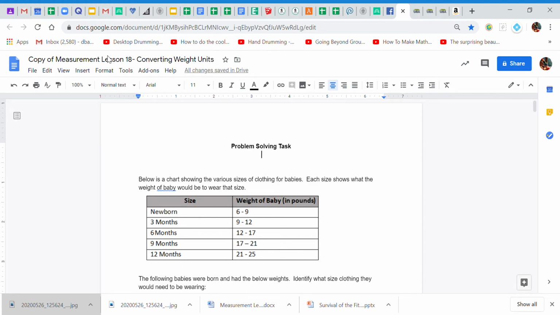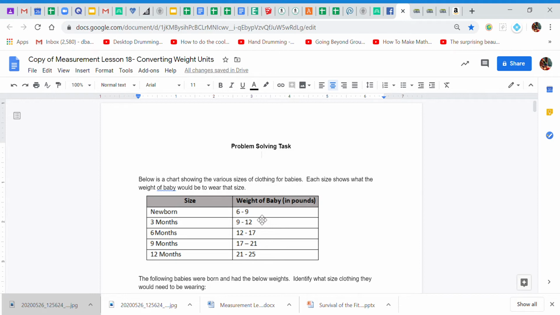Hey friends, we're here with our measurement lesson 18 where we're converting weight units. We're specifically learning to convert weight units in the standard system, customary system, which is pounds and ounces, and also we're going to be working with the metric system, which is very similar for weight as it is with length. So our problem solving task has a key hint at the top.